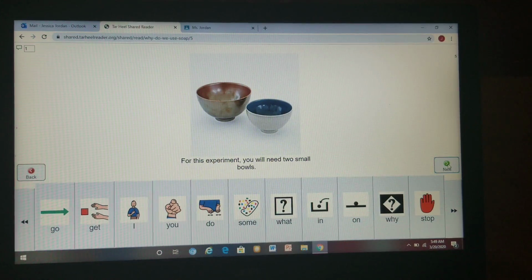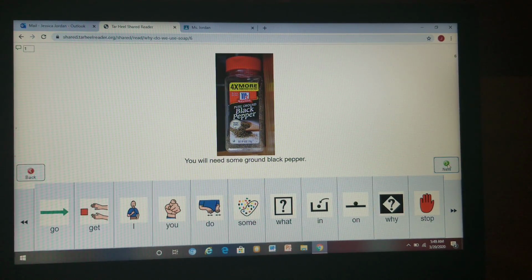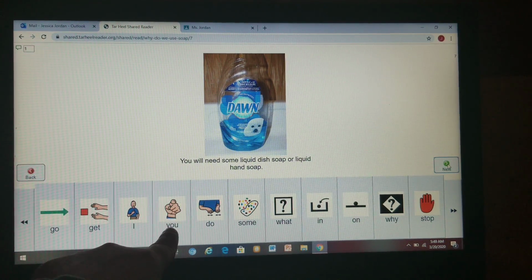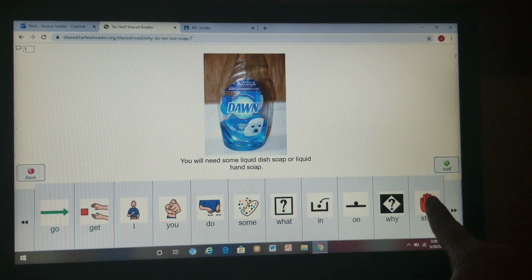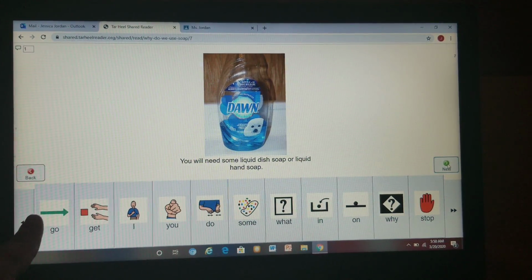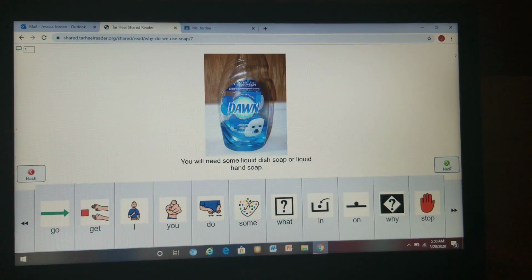For this experiment, you will need 2 small bowls. You will need some ground black pepper. You will need some liquid dish soap or liquid hand soap. So right here, your parents or grandparents or whoever's working with you can stop the video and go get what you need to do this experiment.